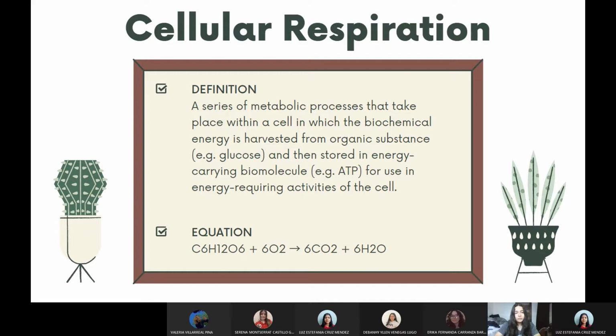The equation of this process is: the reactants are C6H12O6 plus 6O2, and the products are 6CO2 plus 6H2O.